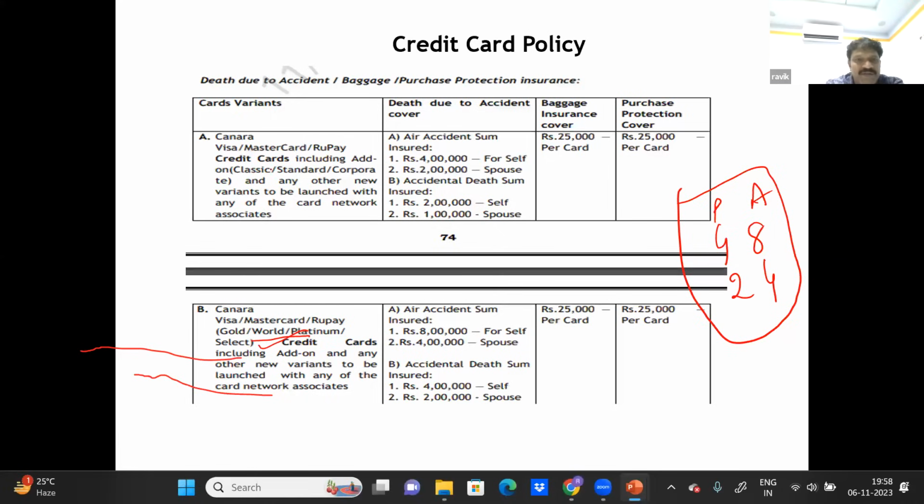If it is a normal credit card, for example Visa, Mastercard, RuPay, normal credit cards, they will give you 50% of this. You see, 50%: 8 became 4, 4 became 2, 4 became 2, 2 became 1. 50% of this if it is normal cards, including classic, standard and corporate cards. For them, it is a lesser amount. When it comes to gold, world, platinum cards, good cards, they give some more amount. If you remember like that, you need not remember this slide. Protection and all, everybody knows: 25,000 purchase protection, baggage protection. That is always what RuPay card is giving.